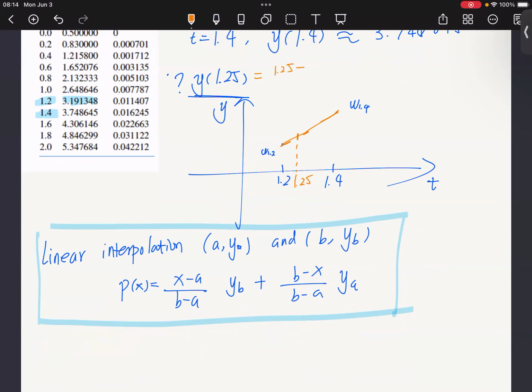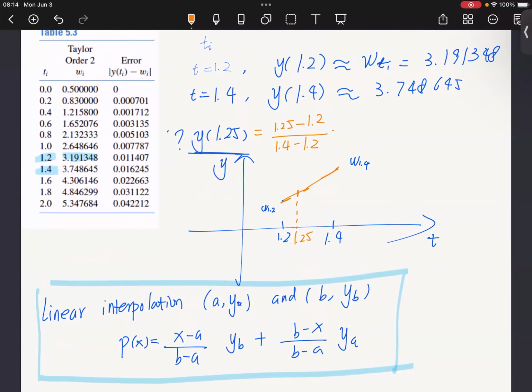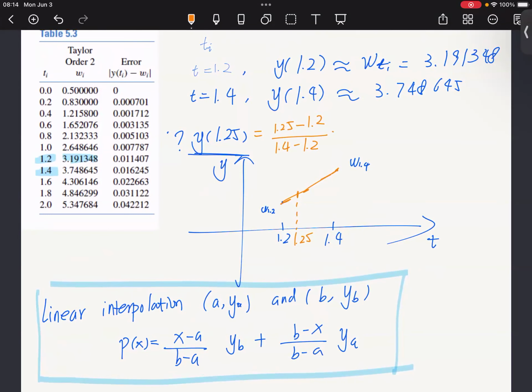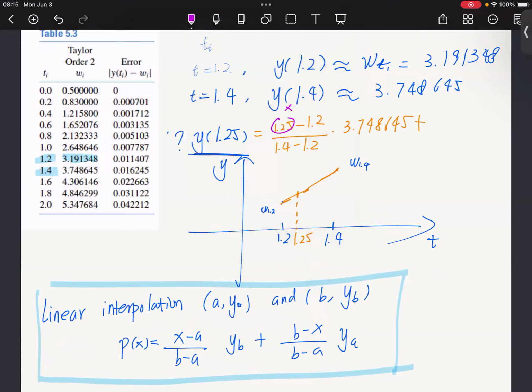1.25, and then minus the a is the 1.2, and b minus a, and what's the yb? Yb here should be the other value, that is 1.4. The value is at 1.4. So this is the thing. And so here this is our x, this is our a, this is our b, this is a, and this one is just the yb.